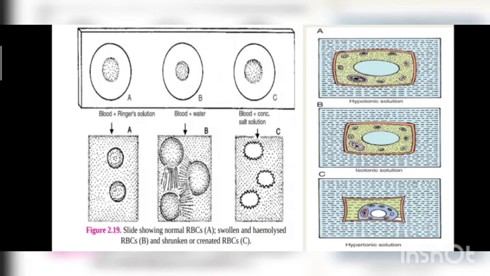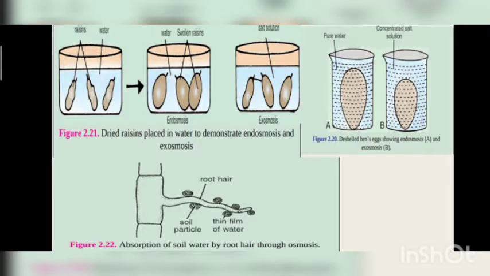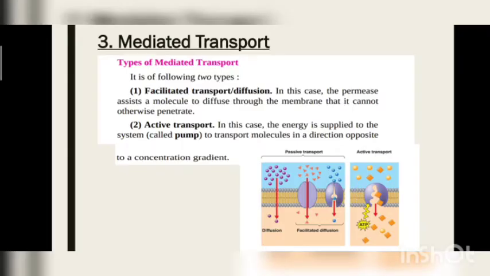You have seen three types of solutions also: hypotonic, isotonic, and hypertonic solutions through various examples like raisins, egg, and root hairs present in the soil. We have studied mediated transport also. What will happen when the concentration of substances is against the gradient? Then the cell uses mediated transport through facilitated and active transport.